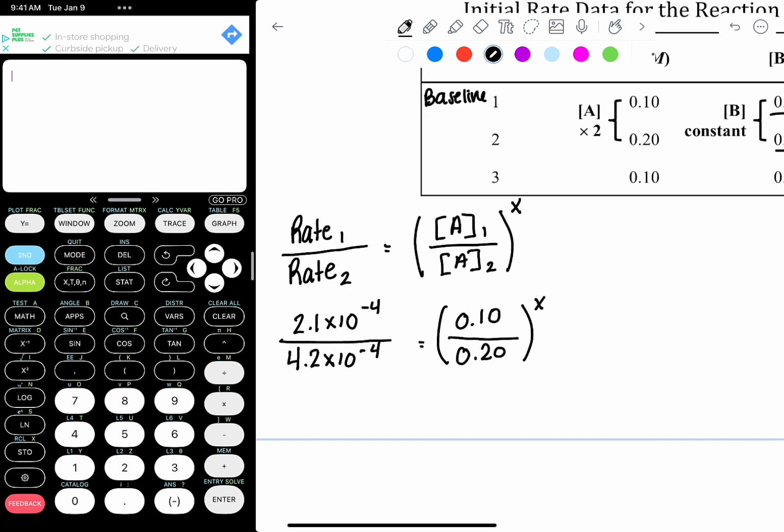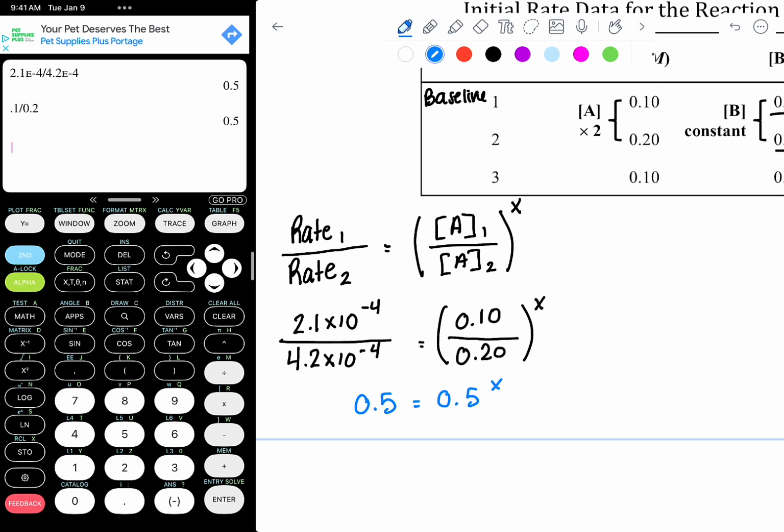So now we have to simplify both sides so that we can solve for x. So we have 2.1 times 10 to the minus 4 divided by 4.2 times 10 to the minus 4, and that gets us a value of 0.5. And then we do 0.1 divided by 0.2. We get a value of 0.5 raised to the x.